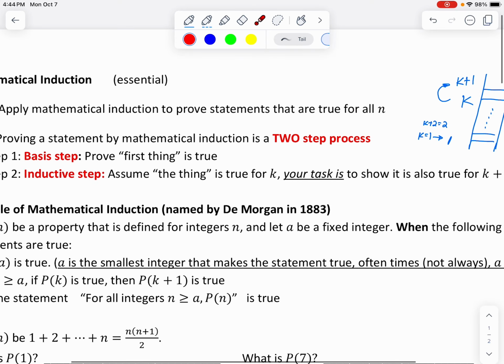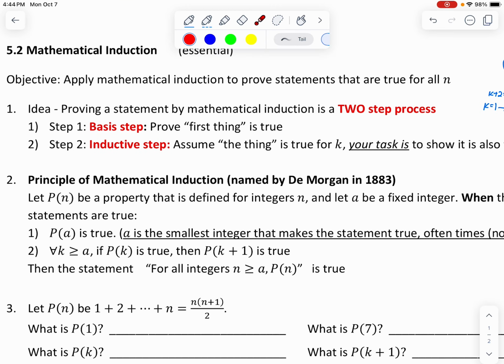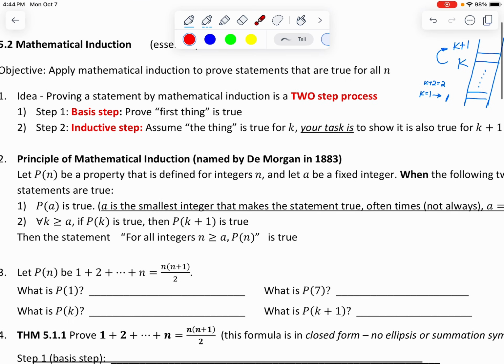Well, the book does provide dominoes as a way of reasoning. To me, that's pretty helpful to help you understand the idea of mathematical induction.